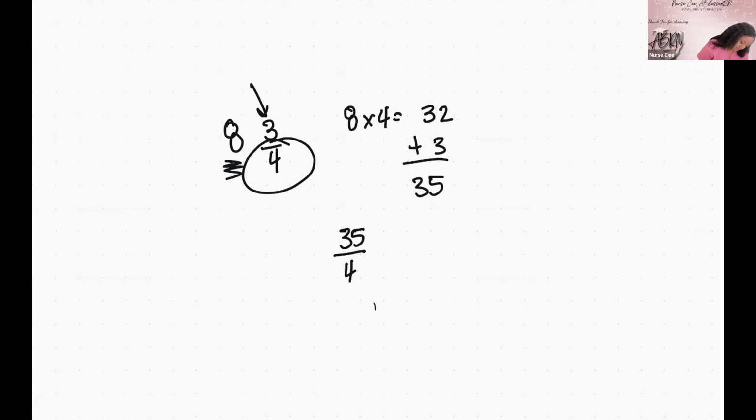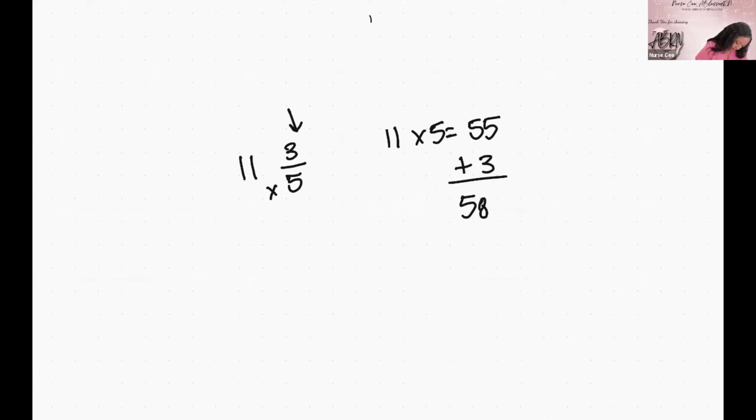Let's say 11 and 3/5. Okay, so we have 11 and 3/5. We want to multiply this bottom number by the 5 and your 11. So that's your 11 times 5, which will be 55. And then we want to add the top number, which is your numerator. So plus 3. So that's going to be 58, right? Fifths. That's your answer. 58/5.